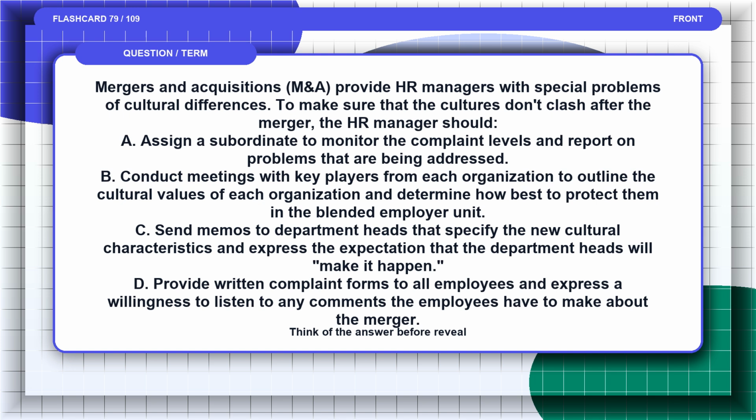Flashcard 79. Mergers and acquisitions provide HR managers with special problems of cultural differences. To make sure that the cultures don't clash after the merger, the HR manager should: A. Assign a subordinate to monitor the complaint levels and report on problems that are being addressed. B. Conduct meetings with key players from each organization to outline the cultural values of each organization and determine how best to protect them in the blended employer unit. C. Send memos to department heads that specify the new cultural characteristics and express the expectation that the department heads will make it happen.